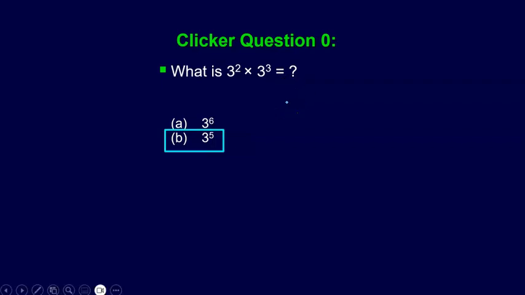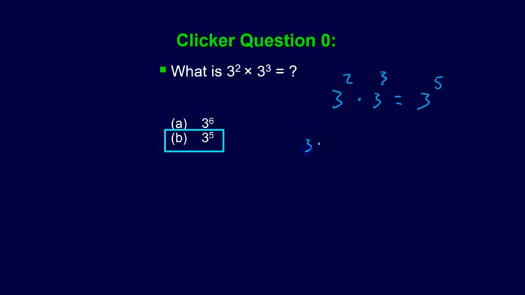Okay, and hopefully you got this answer right. Basically the rule of thumb is if I'm multiplying 3 squared and 3 to the third, you add the exponents. So it's 3 to the fifth. That's just kind of a rule of thumb.